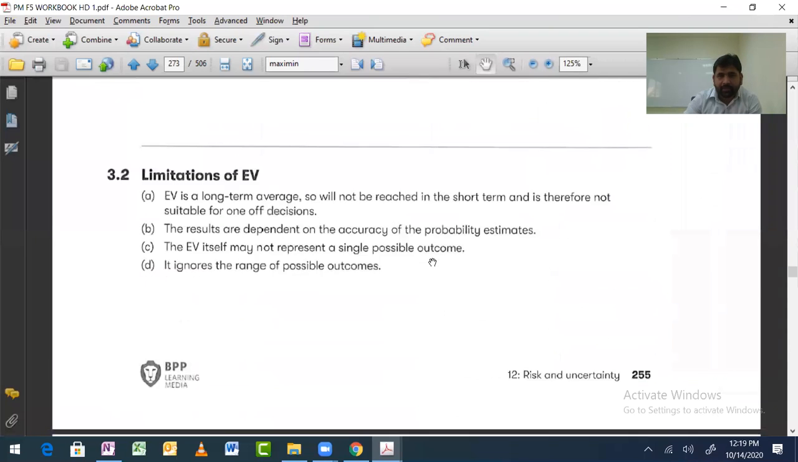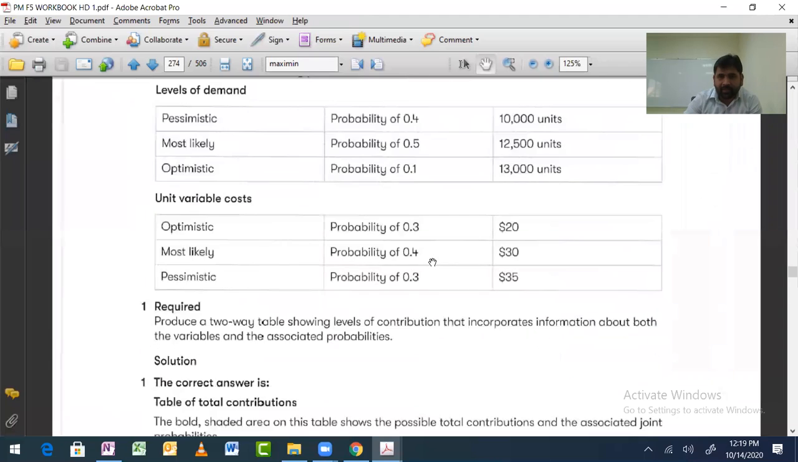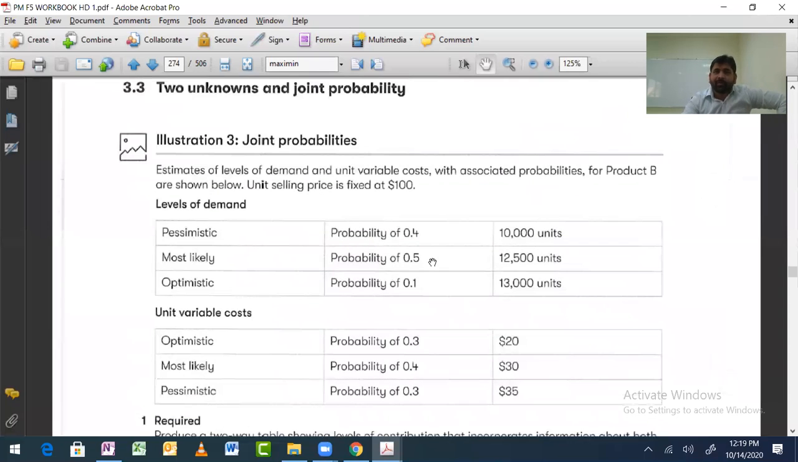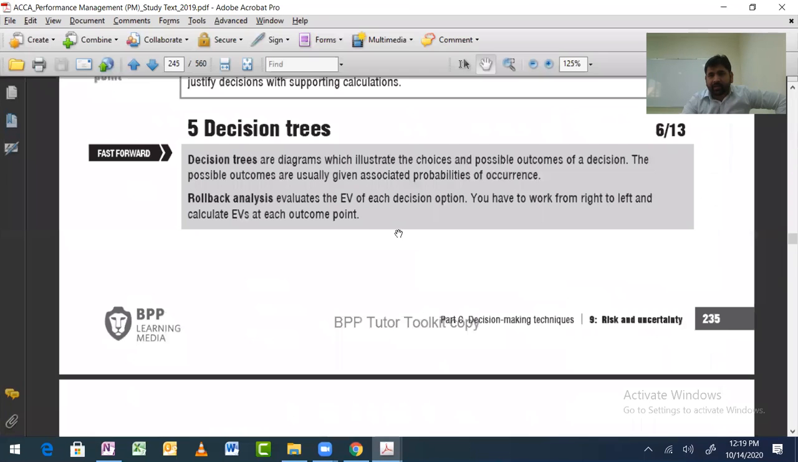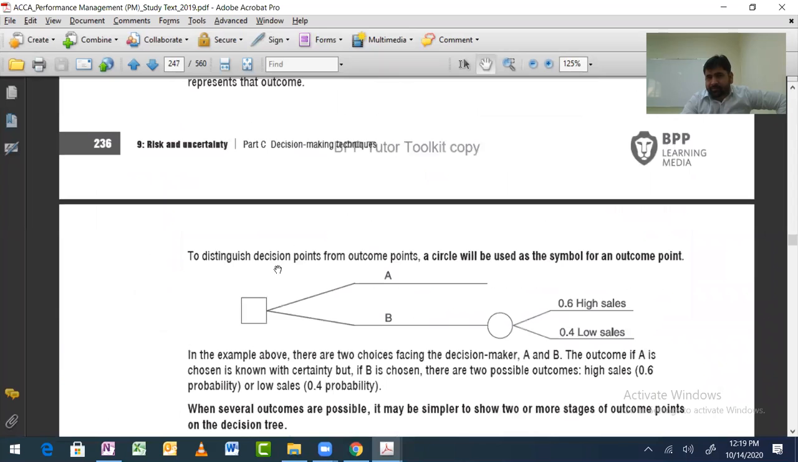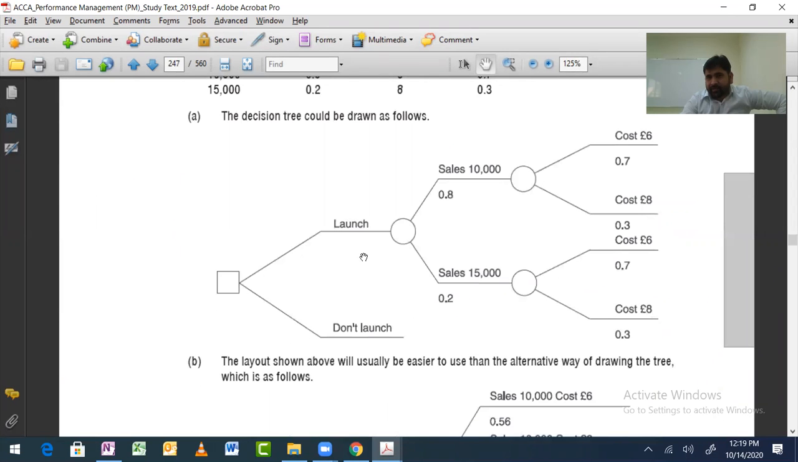Okay. Limitations, we have done this. We have already seen how to get this solved. Joint probabilities we haven't done yet. Joint probabilities will come when we do the expected value in this book. When we start doing the decision tree, here you will find this joint probability stuff. Like 80% chance here and then again 70 and 30%. So now 80 and 70 is joint probability.